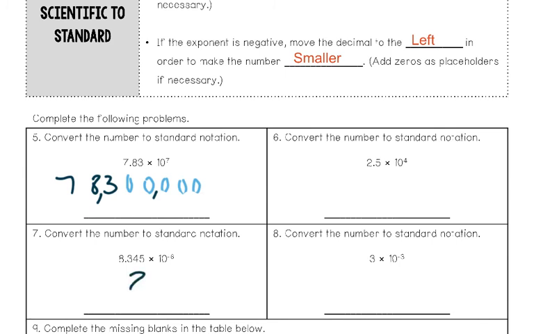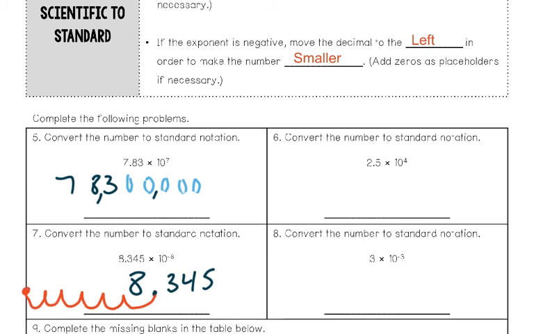I want to start by writing my number out. It's 8.345. And the exponent says negative 6. That means move this decimal to the left 6. Remember, negative, we think move to the left. So I would go 1, 2, 3, 4, 5, 6, and I would stop. This is the new place for my decimal.